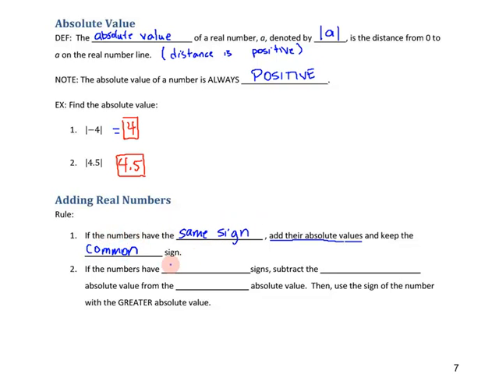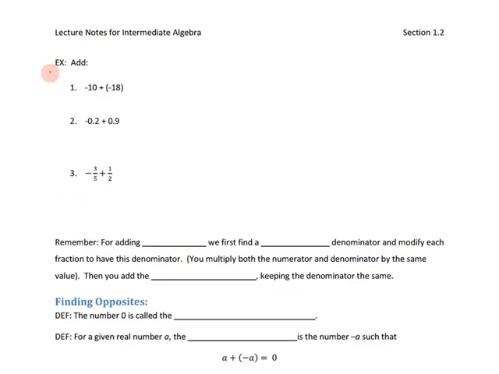If the numbers have different signs, we're going to subtract the smaller absolute value from the larger absolute value, and then we keep the sign of the greater absolute value. Here are some examples for us.